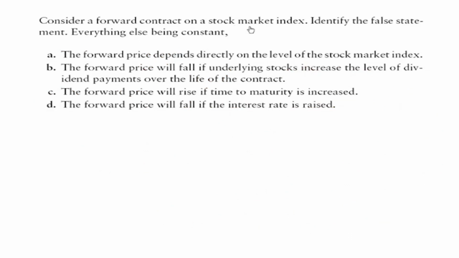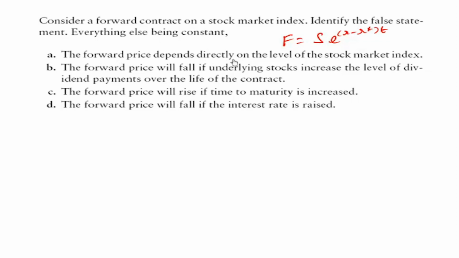Consider a forward contract on a stock market index. Identify the false statement. The forward price depends directly on the level of the stock market index. So what is the forward price equal to? It is equal to the spot into e raised to the power (r minus r star) into t. r is the risk-free rate. r star is the continuously compounded dividend yield.